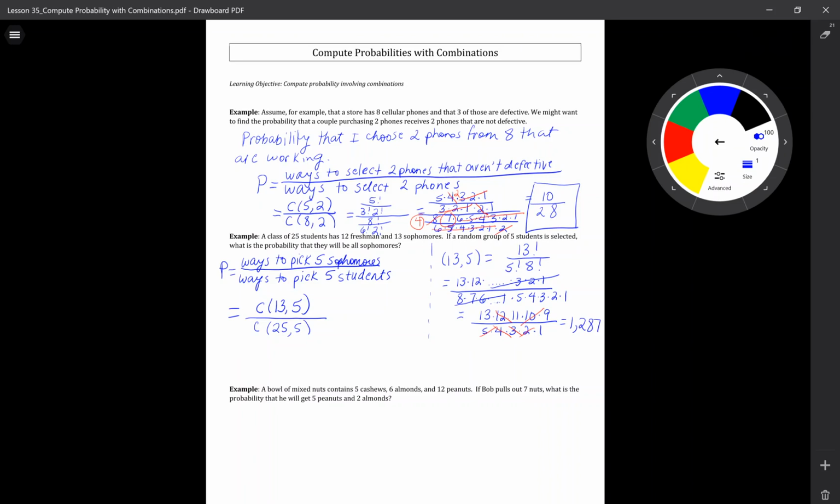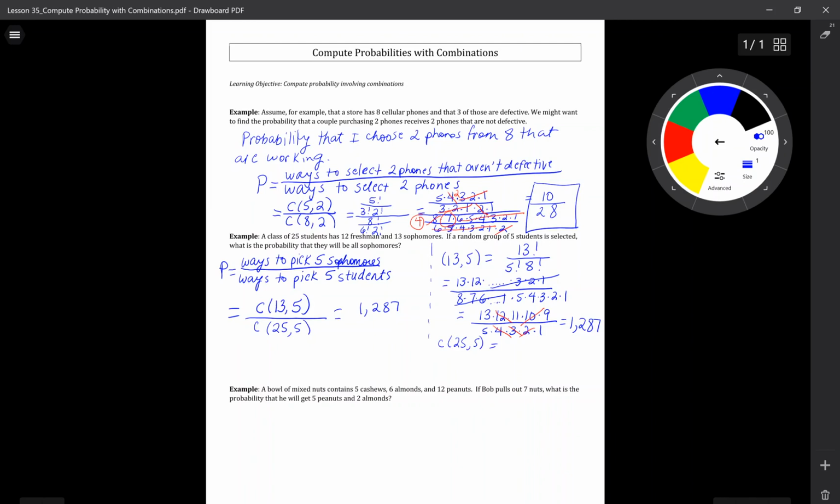So there are 1,287 different ways to pick 5 from 13. Next, I need to look at the bottom here. So far I have 1,287. And now I need to look at 25 choose 5. Whoops, I didn't write that down right. So this is 25 choose 5.